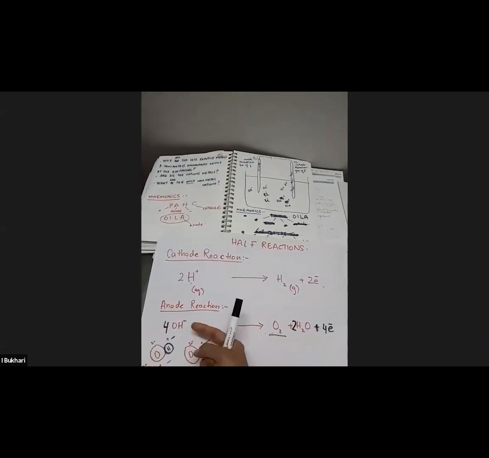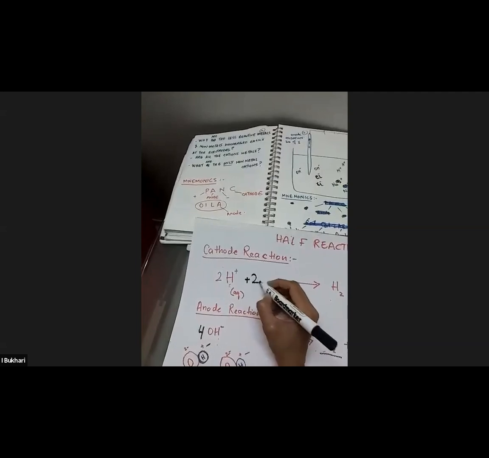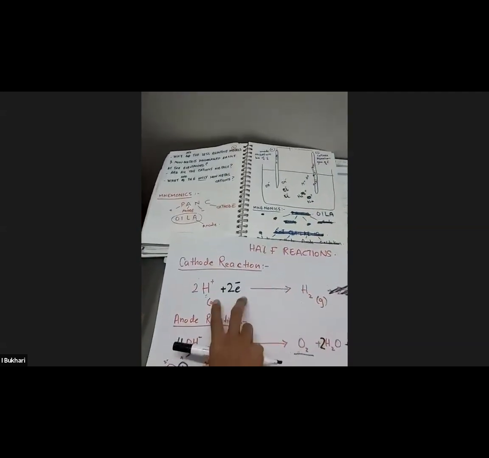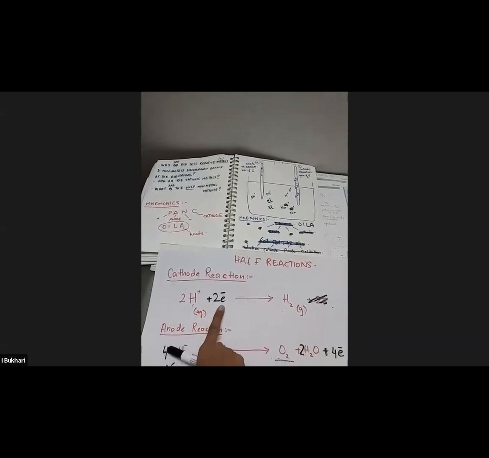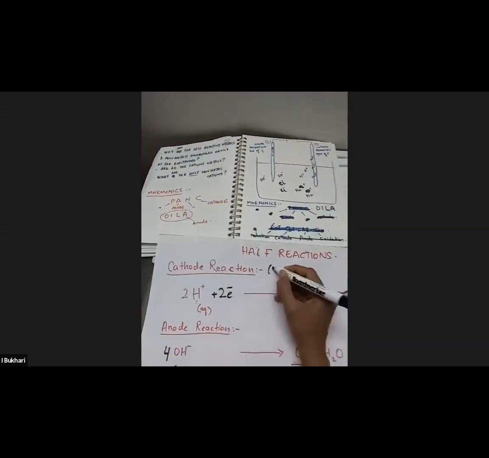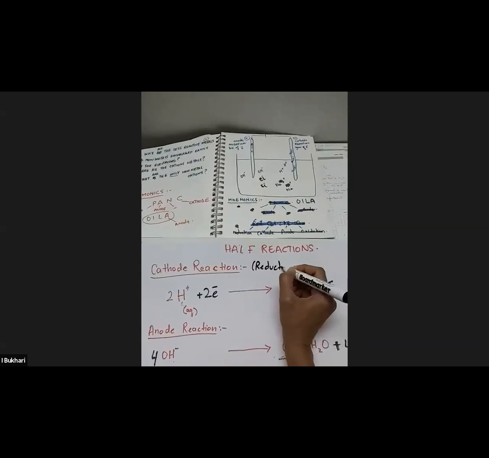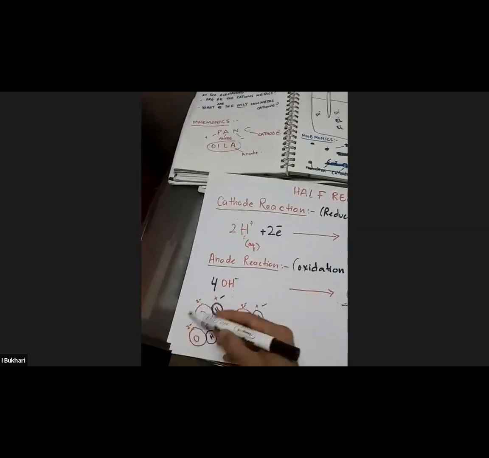Oh, this I got wrong. Sorry, this should be here. Gain of electrons. Yeah, sorry about this. This is gain of electrons. This is reduction. At cathode, we have reduction. And this is oxidation. Now I want to explain what happened here.